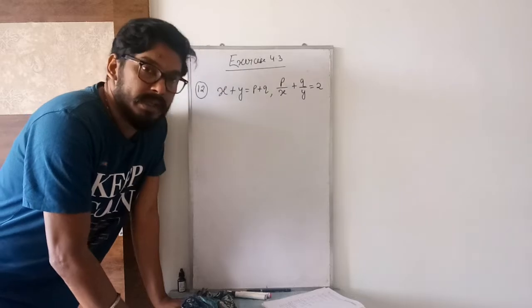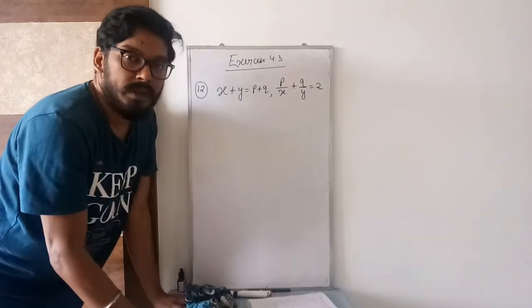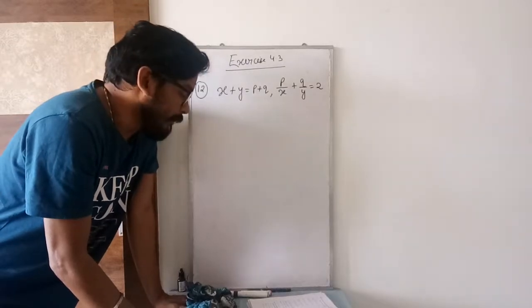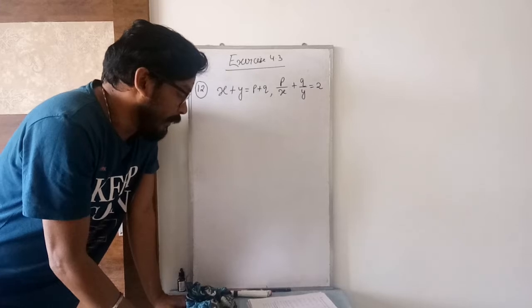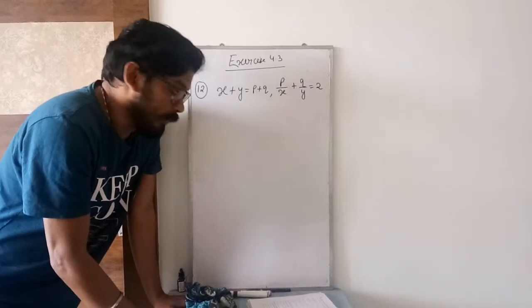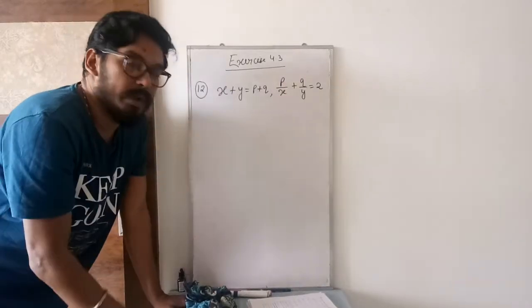Last class we did exercise 4.3 and I gave you homework. As far as I believe, there may be some sums which you are unable to approach. As per my view, 12 and 14 you may find problematic. So I will start with question number 12 today.